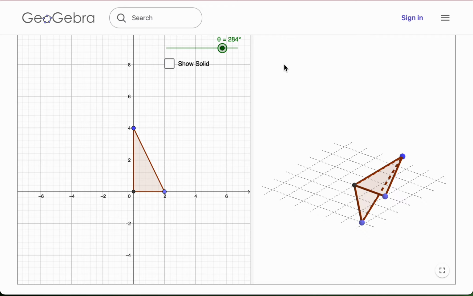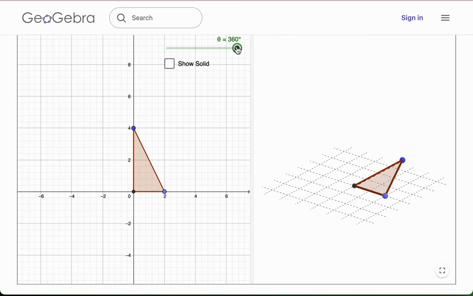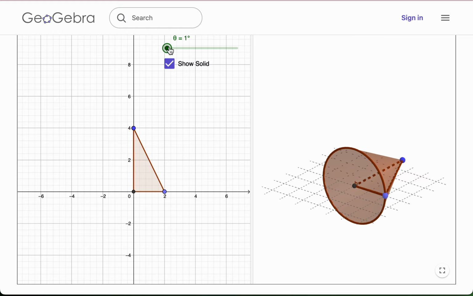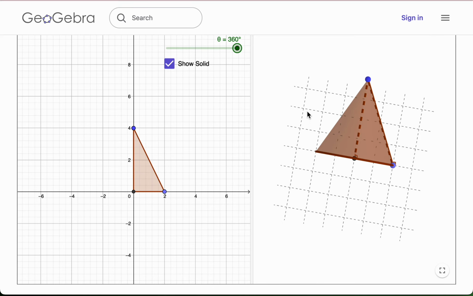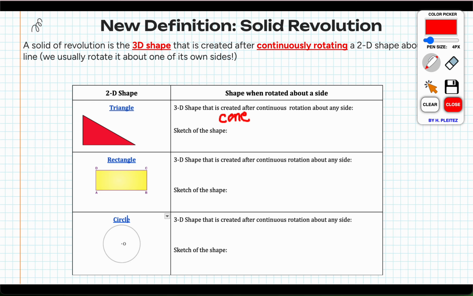So shifting this over to a few different angles, you can really see, hey, we're taking this triangle and we are really rotating it about one of its sides. Now, when we do that, you can see if I click this Show Solid button, that when we do that rotation, what we are actually creating is a cone. And a sketch of the shape, we start with our triangle, right? And what we're doing is we are going to be continuously rotating it about its side to create that 3D figure, okay?